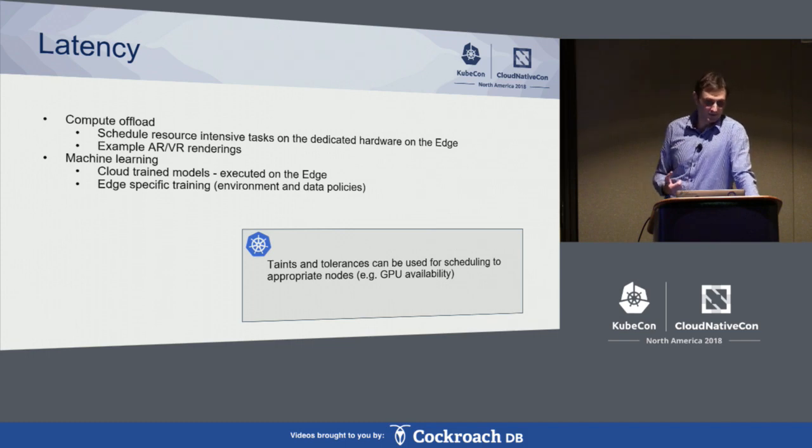And finally, the final use case could be AI and machine learning, where we can see two kinds of things: you would deploy trained models on the edge, or basically use the edge to train specific models specific to the environment where the node is running.